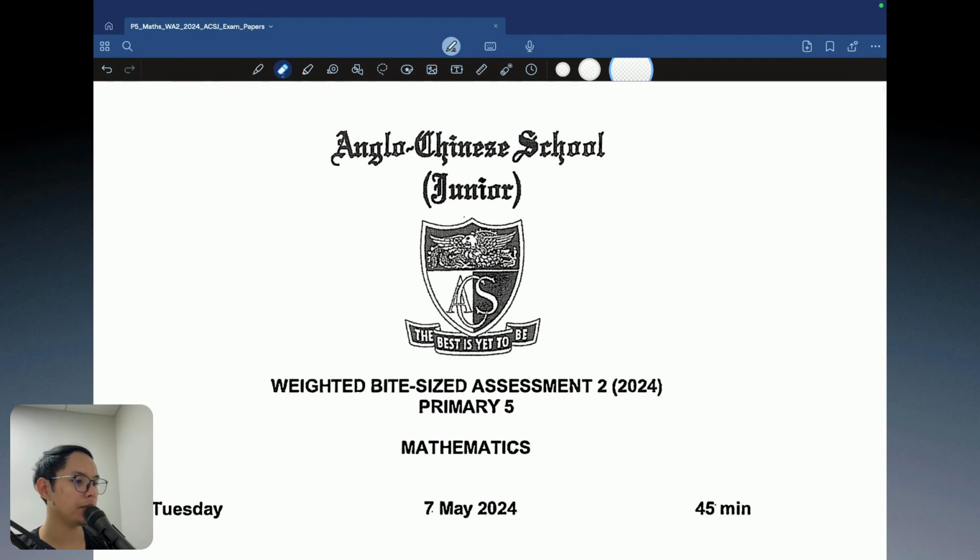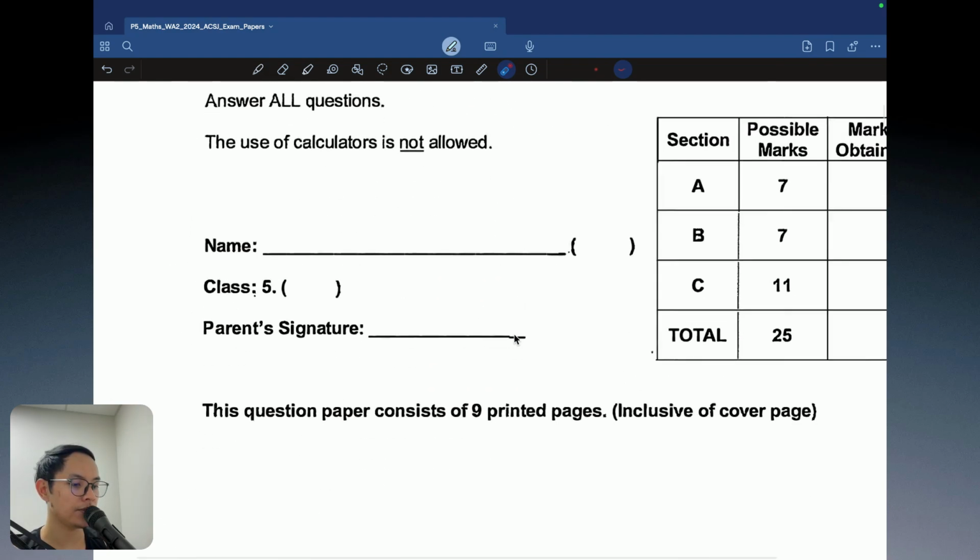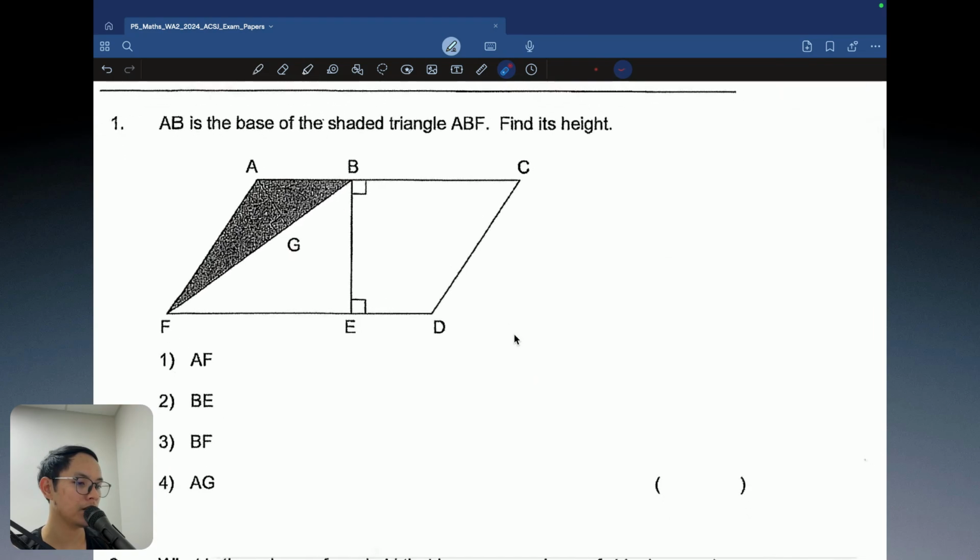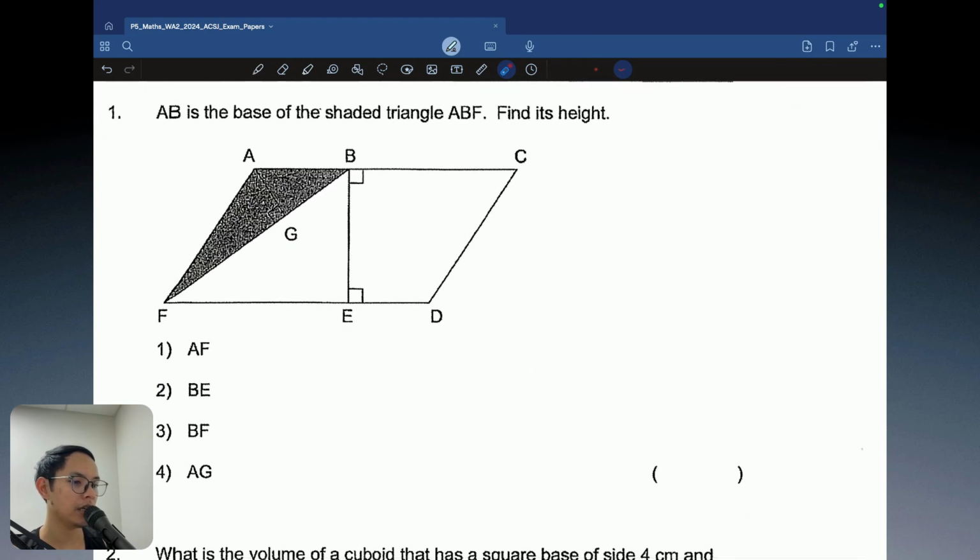In this video, we're going to go through the Anglo-Chinese School Junior Weighted Assessment 2 2024 Primary 5 Mathematics. So let's get started on the first question. The first question is: AB is the base of the shaded triangle ABF. If AB is the base of the shaded triangle ABF, find its height.